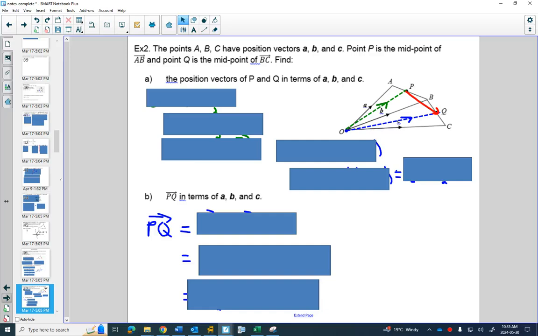So if I wanted to get to P, I could go from O to A and go halfway from A to B. And of course, A to B is going to be minus A plus B.